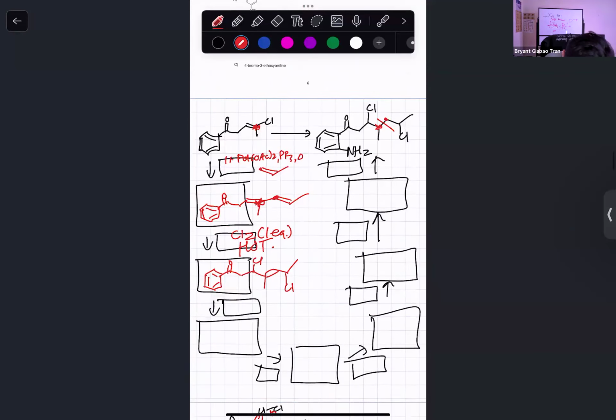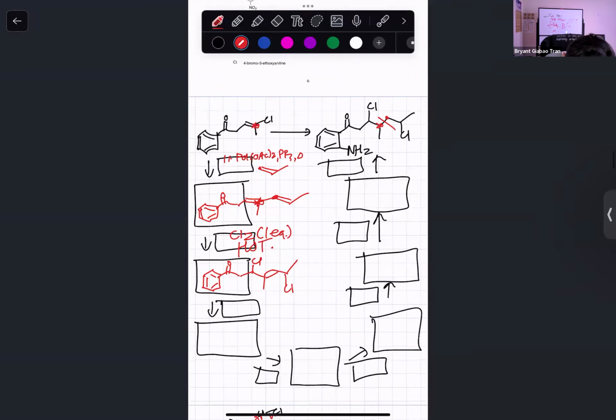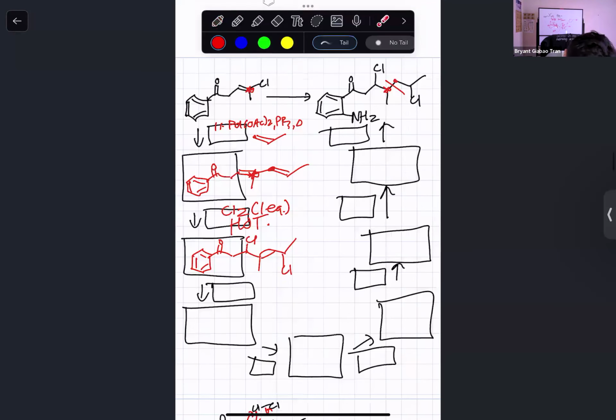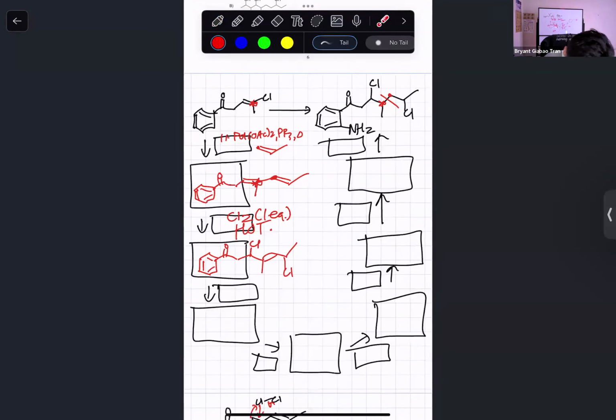Okay. So now, what can we do to, let's say, get rid of this double bond here? What reaction can we do to get rid of that double bond? Think back to the midterm 1 material.